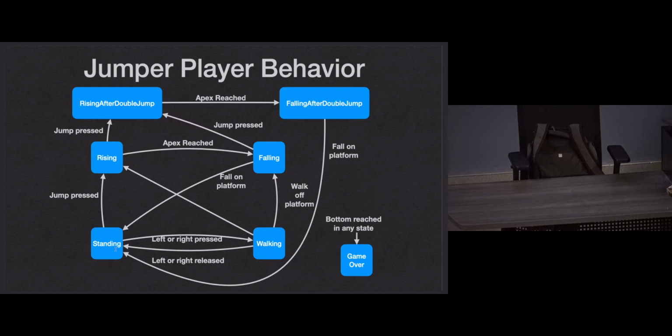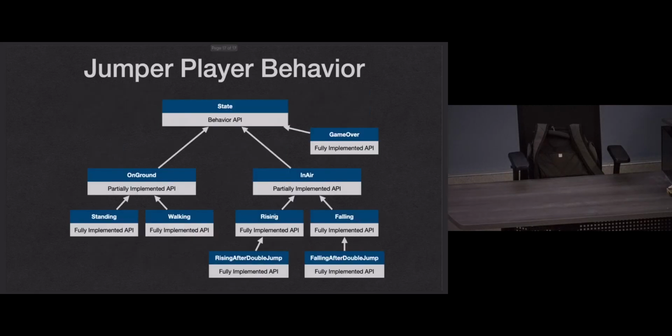We also trivially get walking. I walk off a platform, I still get my double jump. Even if I walked off a platform and I only get one jump, we'll still call it a double jump. But if you walk off a platform and you jump, you still get that double jump functionality. And our type hierarchy expands a little bit: rising after double jump and falling after double jump extend rising and falling respectively, and then we just change the methods that we need. Disable the jump button, and for rising, override the apex reached to make sure that we're transitioning to falling after double jump.